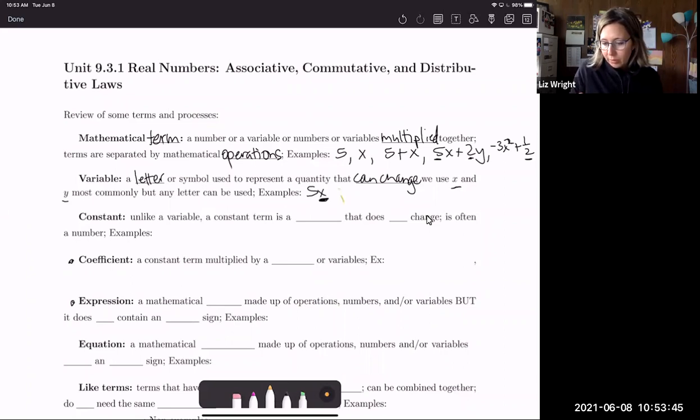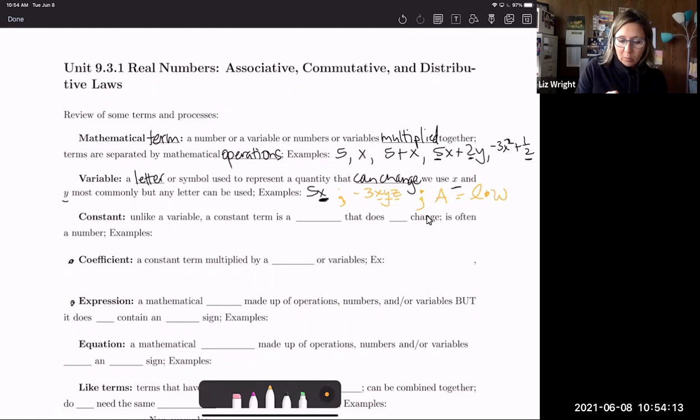You could do negative 3xyz. And so the X, the Y, and the Z are all considered your variables. If we have something like area equals length times width, the L, the W, and the A are all variables because all of those variables can change. You can put in any value for it.